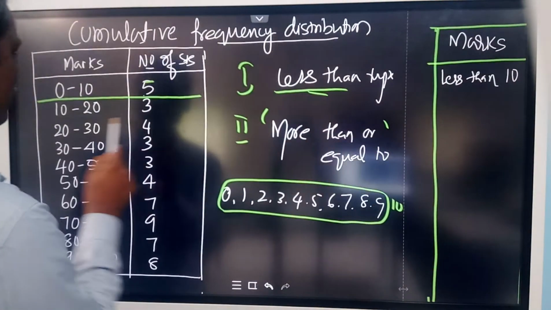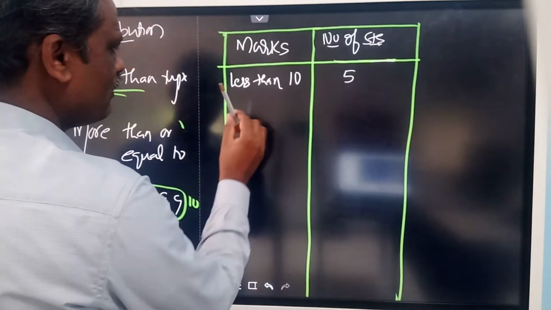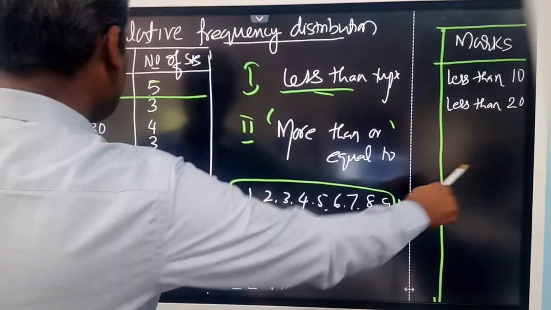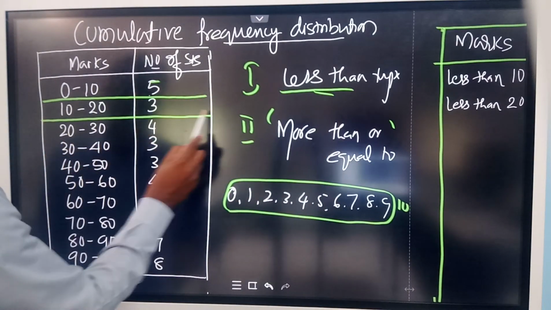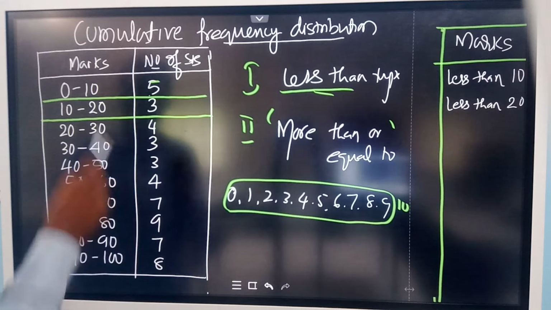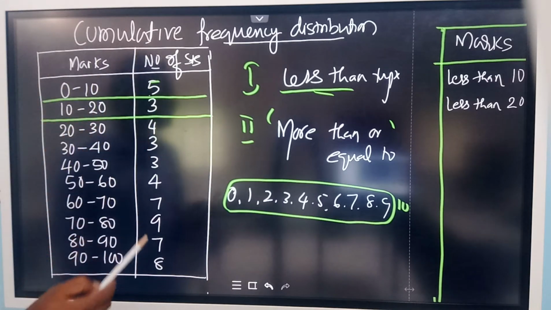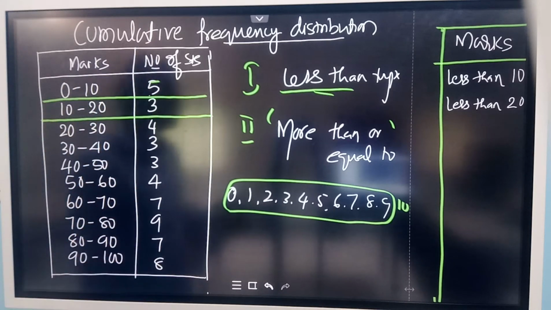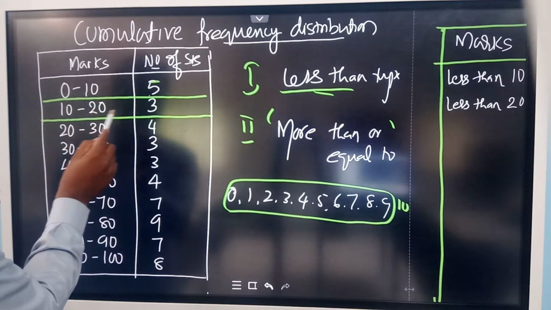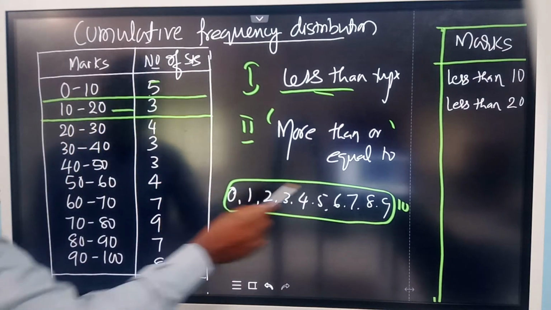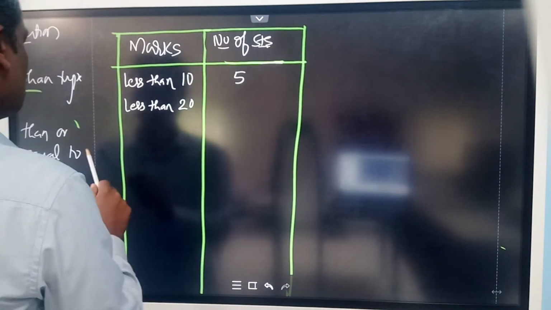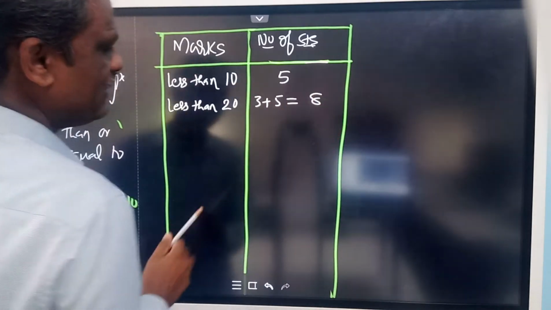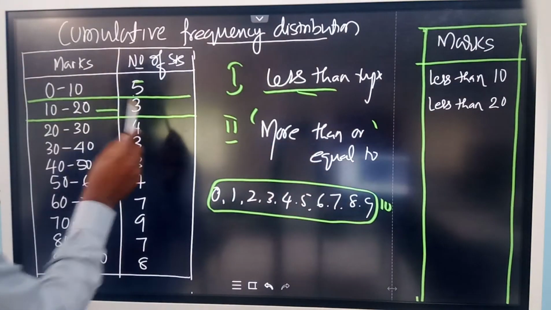So the next one I will come here, less than 20. I will find out less than 20. So now you tell me how many are there less than 20. See, 10 to 20 we have 3 and 0 to 10 we have 5. Less than 20 means both will be included, 0 to 10 as well as 10 to 20. So we need to add these two. So you can write here 3 plus 5 is equal to 8. So you are adding the previous one to this one.